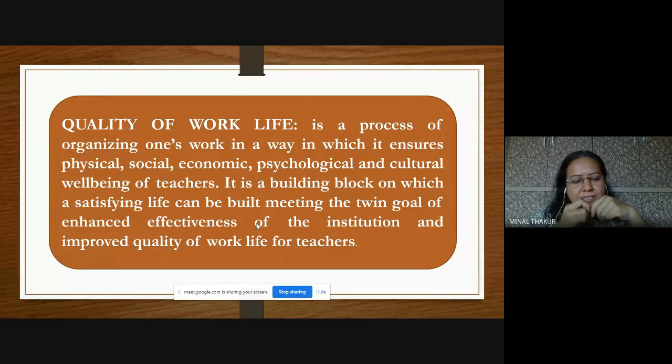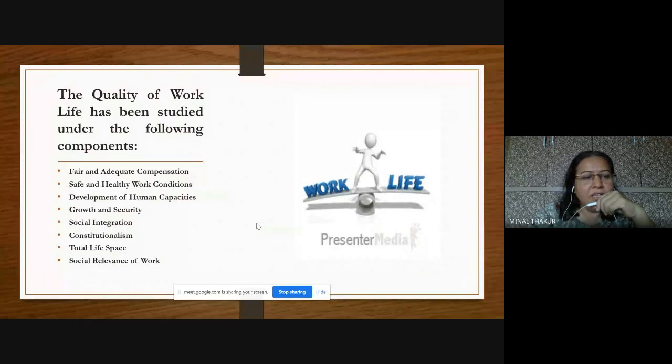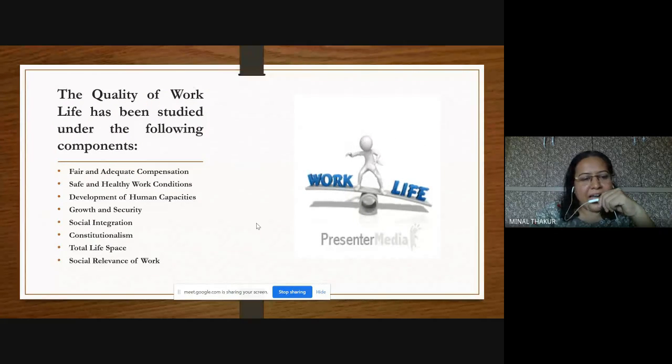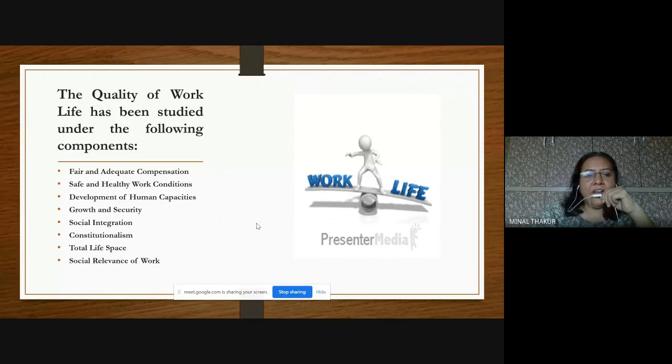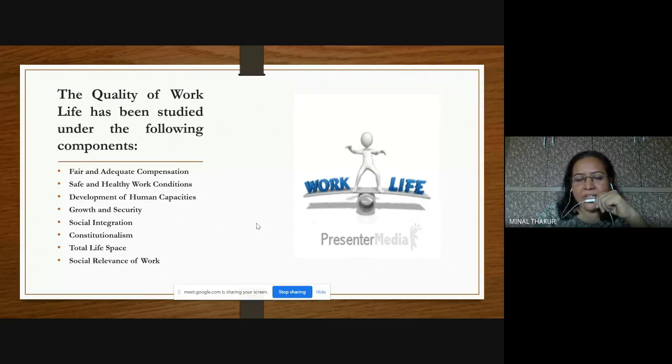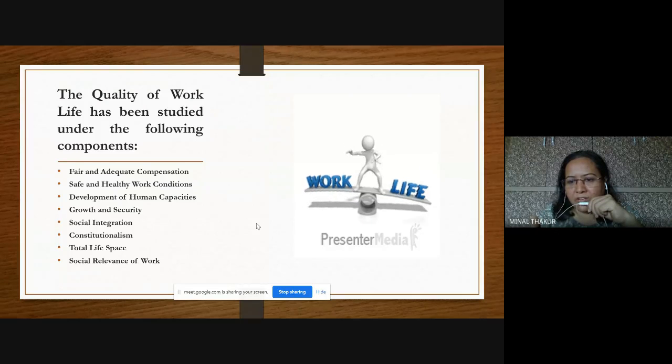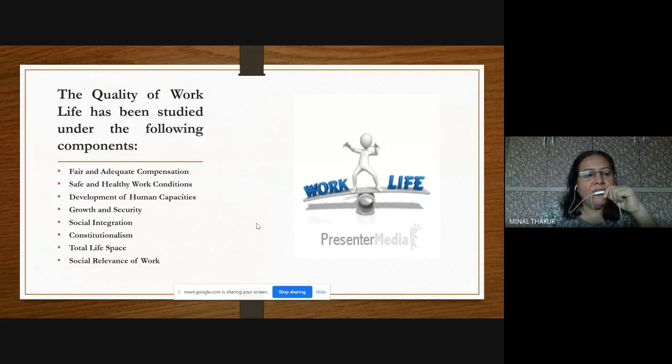Okay, next slide please. So this is what we had under quality of work life. These were the components. What is the first thing that we had? Fair and adequate compensation. That is the remuneration or the salary that you get, which also decides your quality of work life. If you are getting very less salary, then you may say, if they pay only this much, then only this much work will be done. So less salary, less satisfaction, and poor quality of work life.